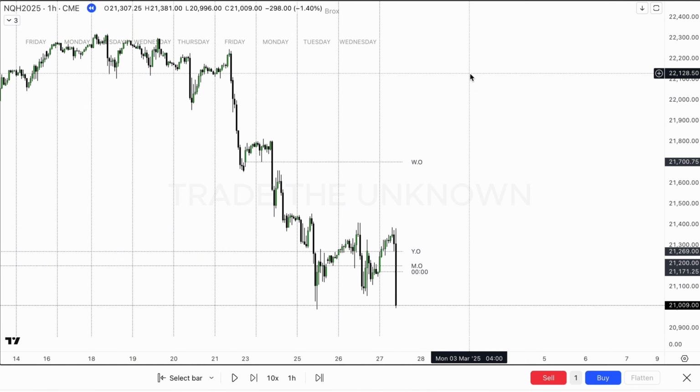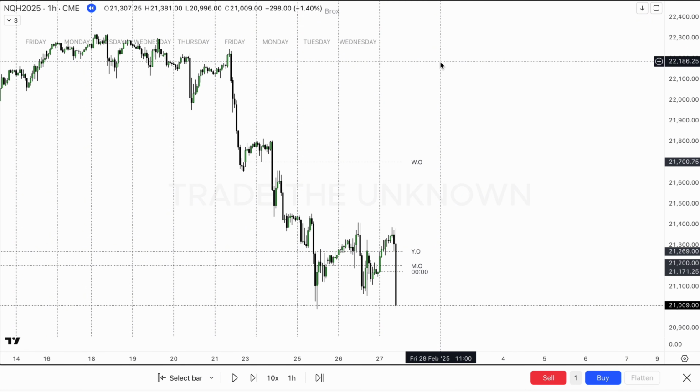The thing is, most ICT traders don't really look into market maker models. They tend to just stick to other ICT concepts. And the market runs and forms market maker models day in, day out. Just looking at this chart, I could highlight a market maker model every single day that's visible on this chart right now.